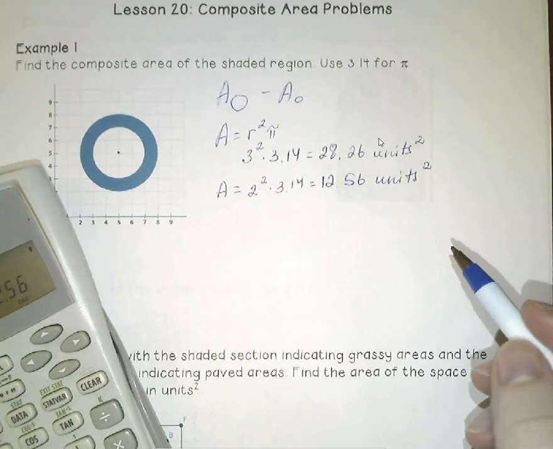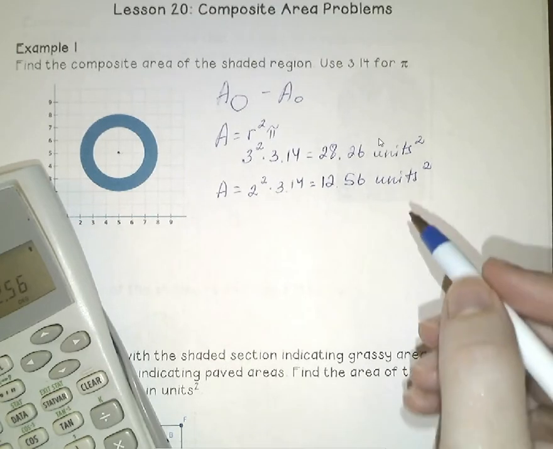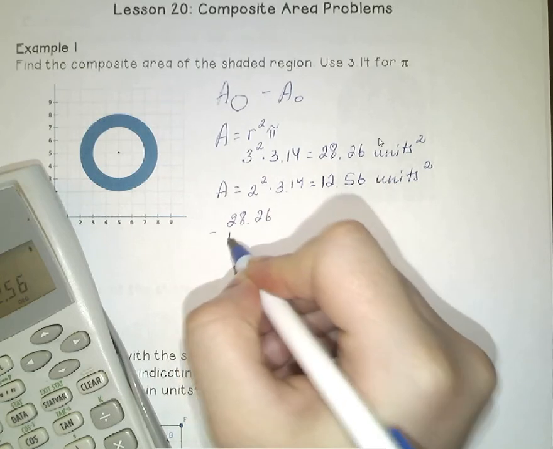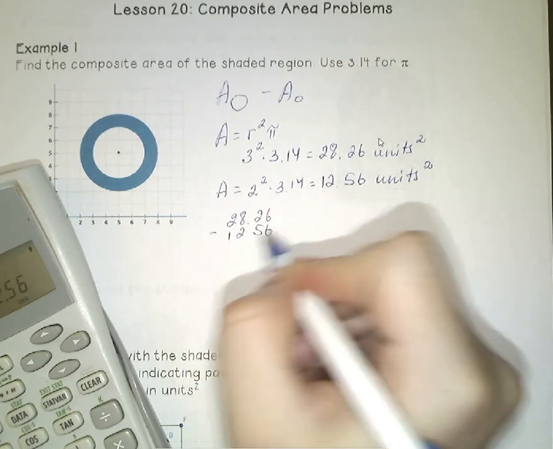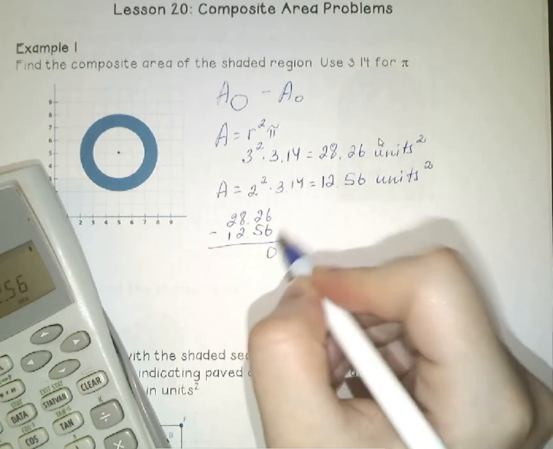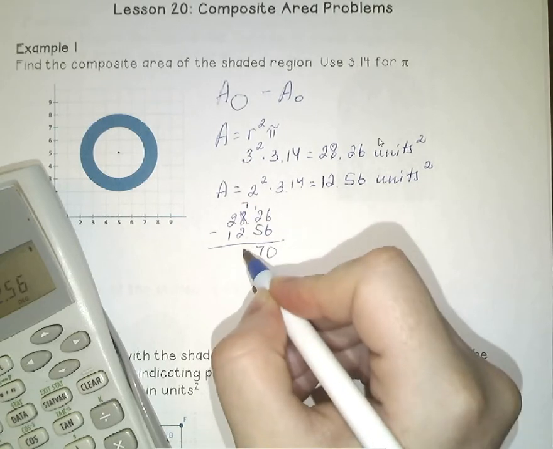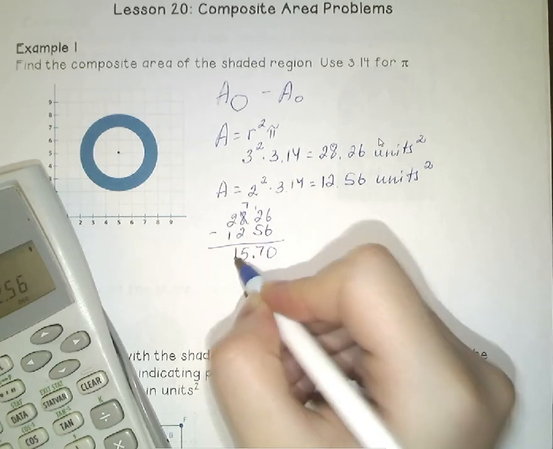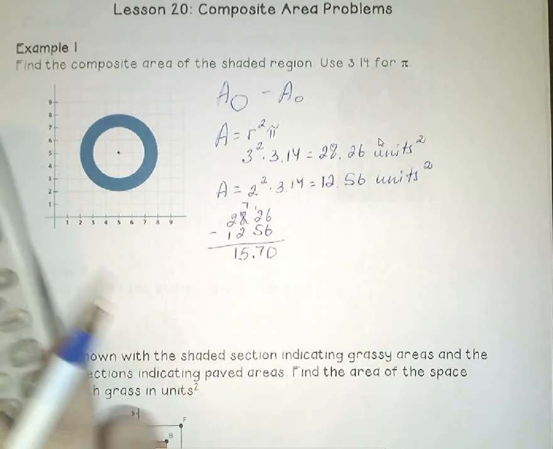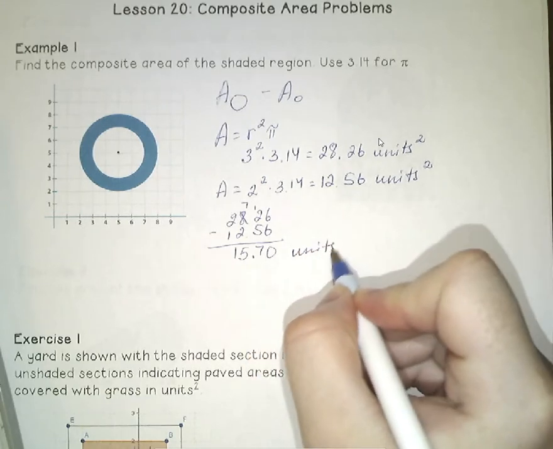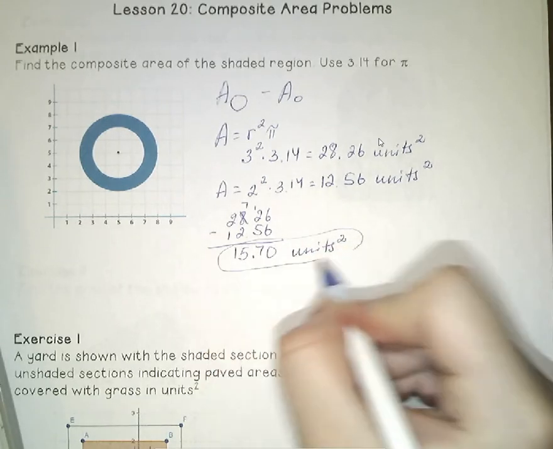So now what is left to do is subtract one area from the other. 28.26 minus 12.56. 6 minus 6 is 0. 12 minus 5 is 7. 7 minus 2 is 5. 2 minus 1 is 1. 15.70 or 15 and 70/100ths units squared is the area of the shaded region.